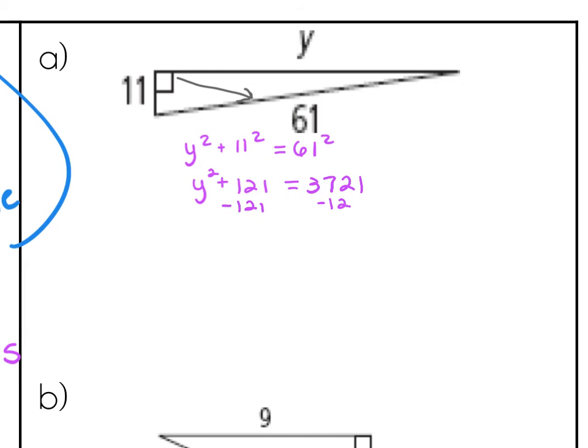Subtract the 121. Y squared equals 3,600. Then I have to square root both sides. And I get the square root of 3,600.